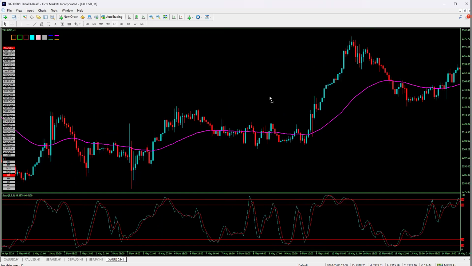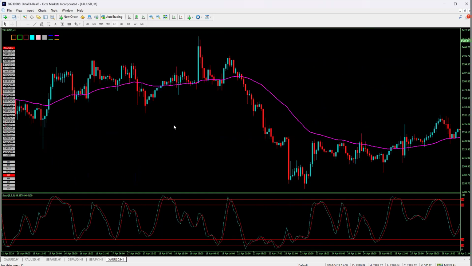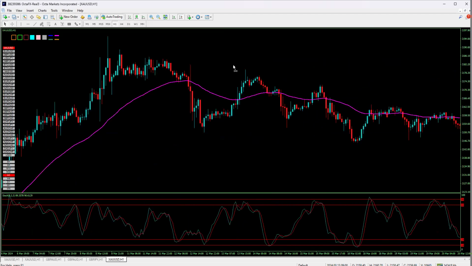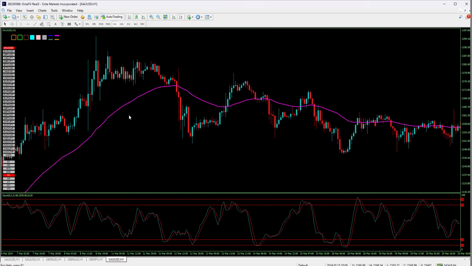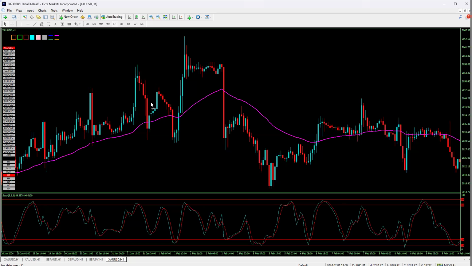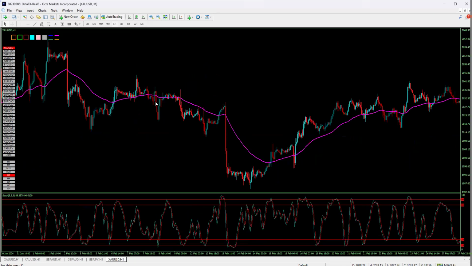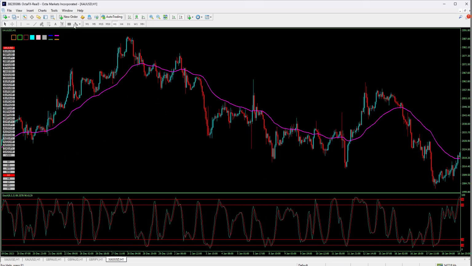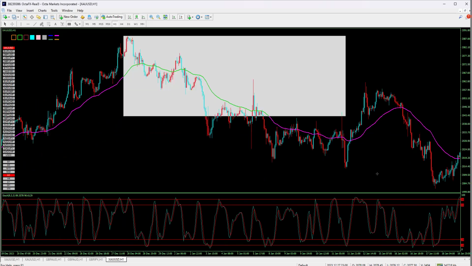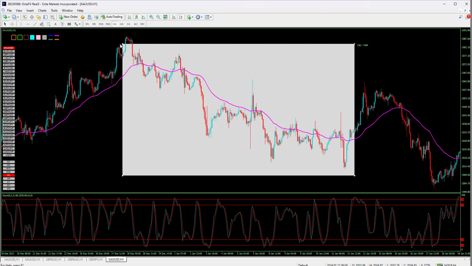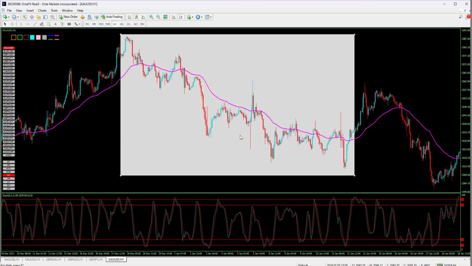So let's say a downtrend, something like this. This is not clear though. Let me have a clear downtrend. So let's say at this point right here, it has not moved for a long time, but it's a downtrend. You can see the moving average EMA 50 is above the price.